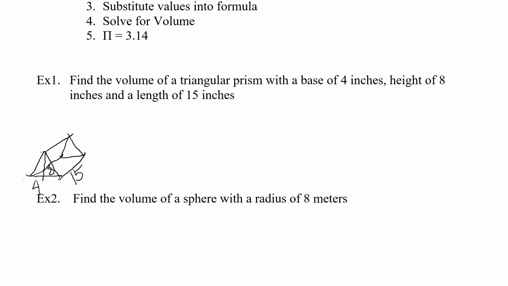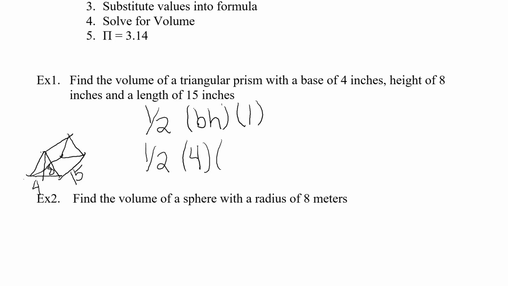Okay, so our formula, you guys should have these formulas down. Our formula for the volume of a triangular prism is 1/2 base times height times our length. Okay, so now we're going to have to plug in our variables. So we have 1/2, then we have our base, which is 4, our height, which is 8, and our length, which is 15.